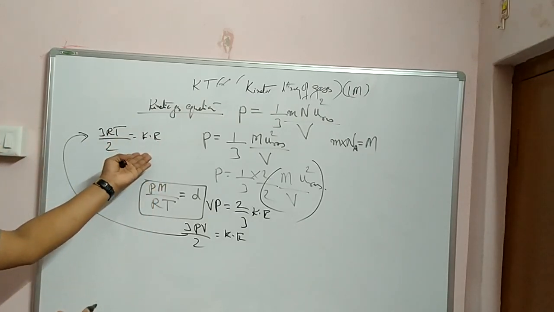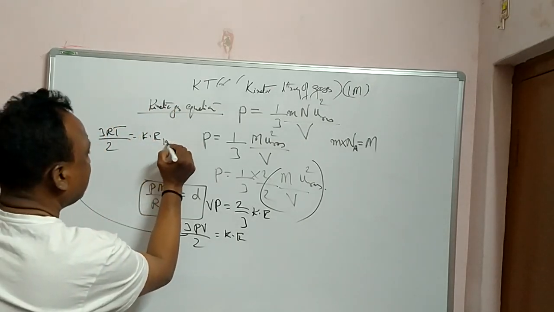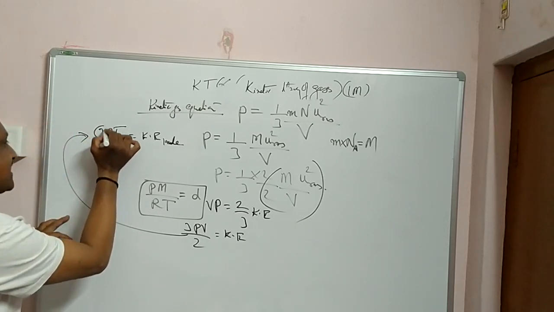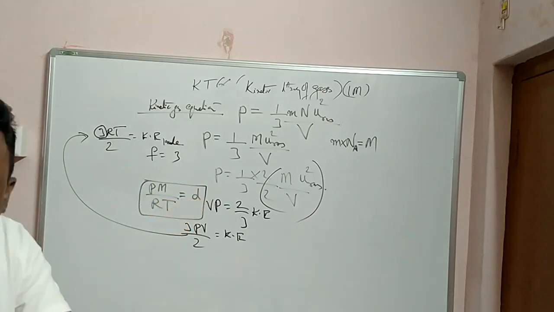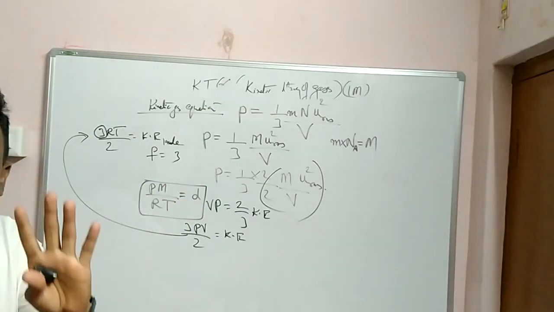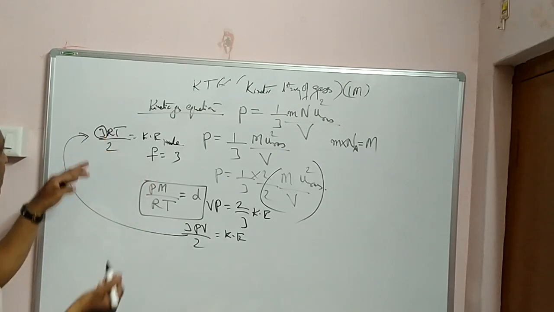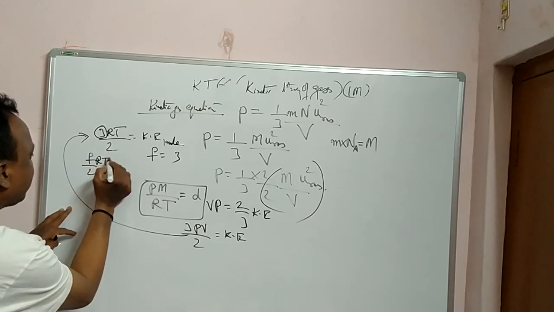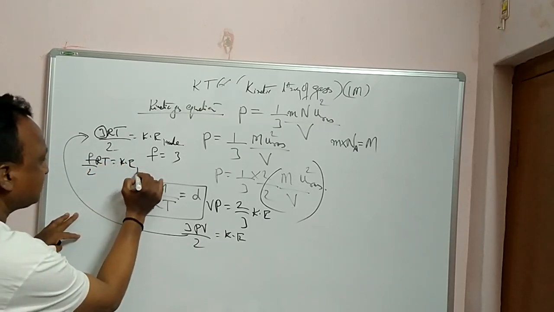Have you seen this equation? This equation is nothing but the kinetic energy of 1 mole. And the 3 you can observe is called the degree of freedom, F. Degree of freedom for monoatomic gases is 3, diatomic gases 5 and polyatomic gases 6. So here you can take the general equation as F by 2 into RT is equal to KE. This is the kinetic energy of 1 mole of gas.